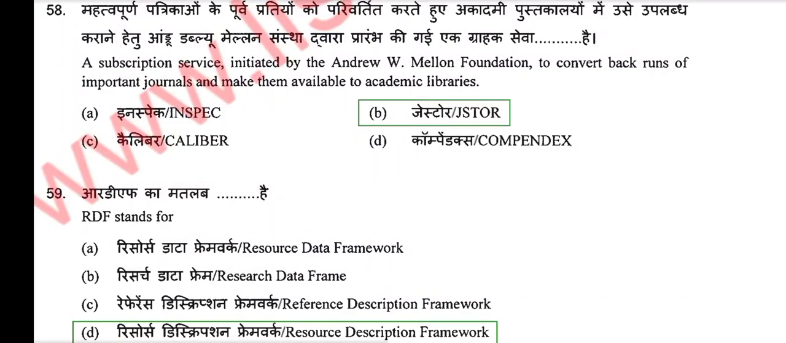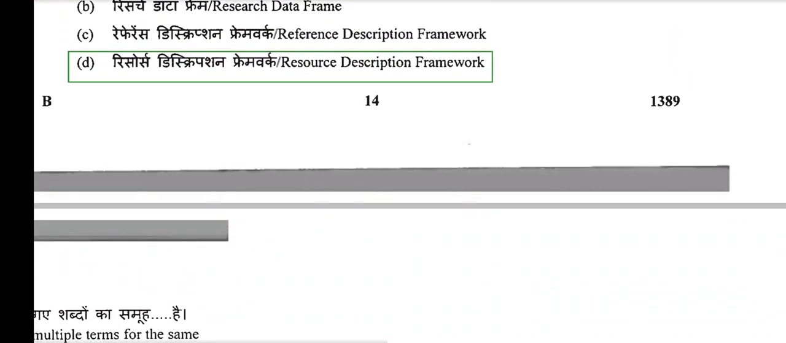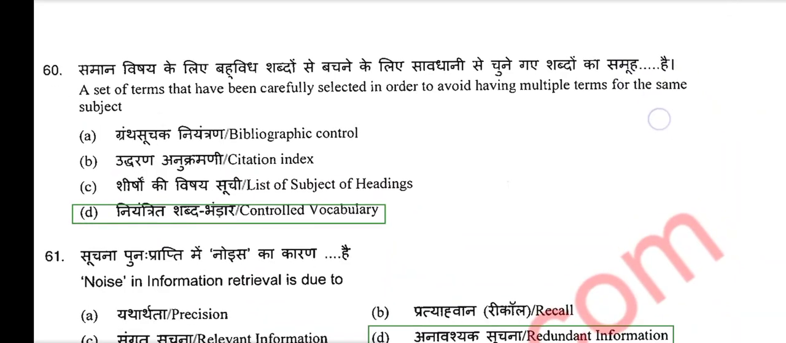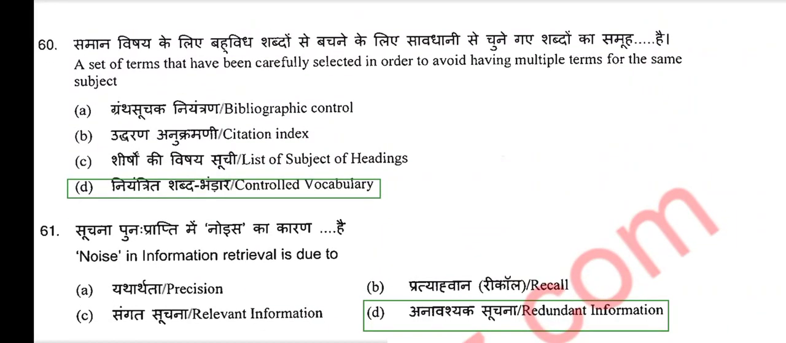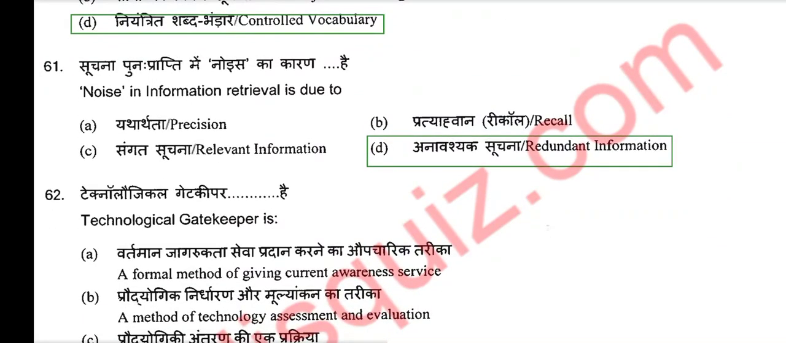Question number 59. RDF stands for, and the correct option is D, Resource Description Framework. Resource Description Framework. Let's move to the next question, that is question number 60. A set of terms that have been carefully selected in order to avoid having multiple terms for the same subject. And the correct option is D, that is controlled vocabulary. Very well. And the next question, that is 61. Noise in information retrieval is due to redundant information.